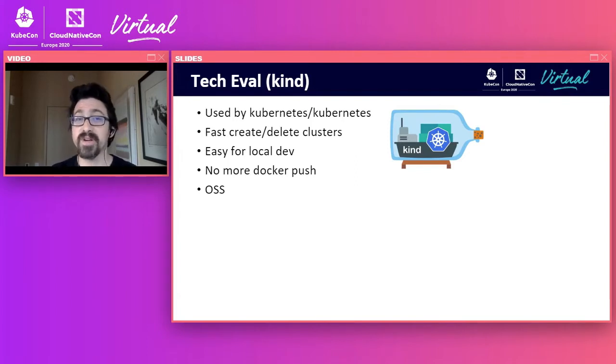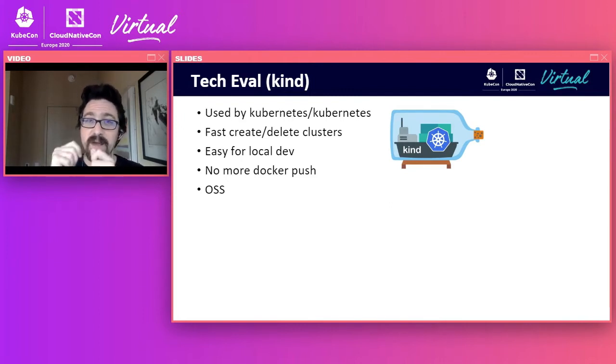For those not familiar, it stands for Kubernetes in Docker. It allows you to spin up a Kubernetes cluster anywhere you're running Docker, and it runs the whole cluster in a single Docker container. Similar to Prow, it's used by the Kubernetes community to test Kubernetes. So the fact that it's used by Kubernetes in CI made it a very compelling case right away. It's very fast to spin up a cluster and delete it later. And it's really good for local development. You can run it on your laptop.